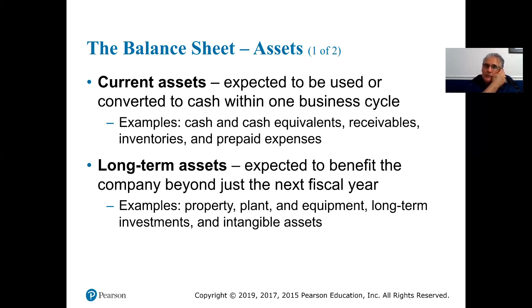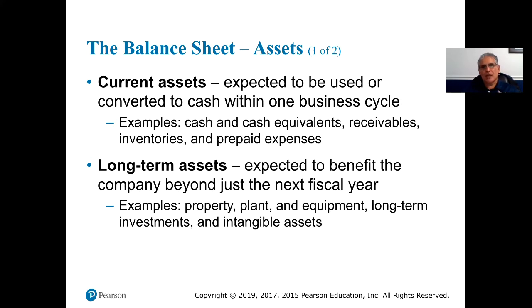Now the balance sheet, more specifically looking at assets, is going to be broken down into more specific assets. We know what an asset is. An asset is a cost or a resource that has future value. But in the asset section of the balance sheet, we're going to break it down a little bit further. We're going to identify what we consider to be current assets. Current assets are assets expected to be used or converted to cash within one business cycle. If they're already cash, that is a current asset.